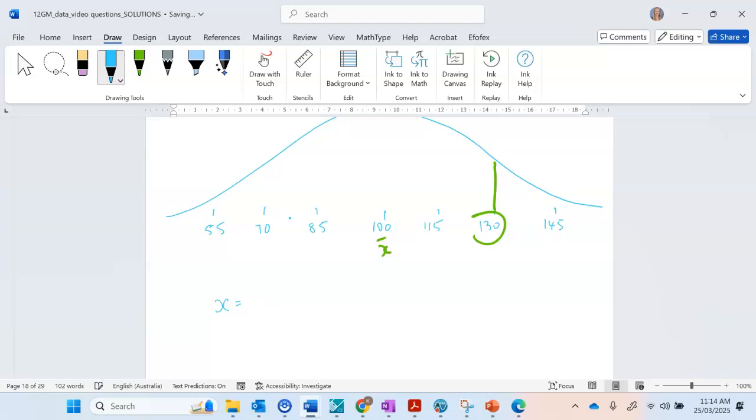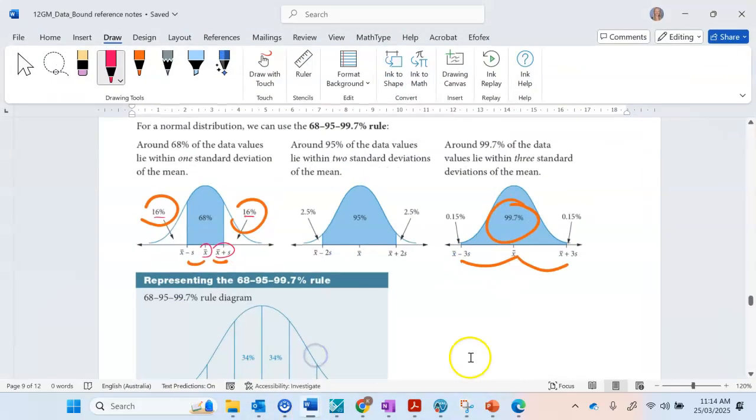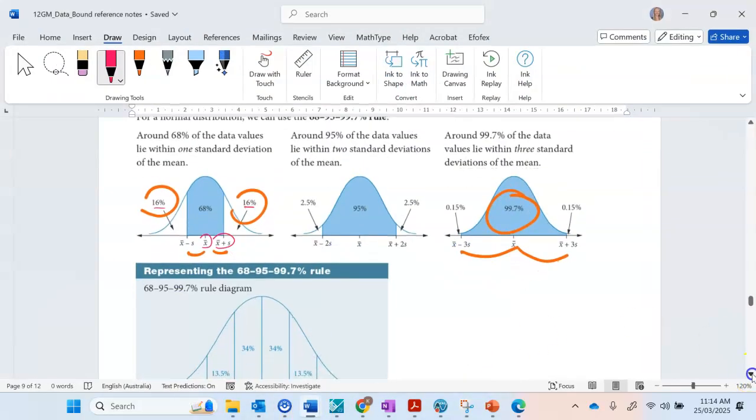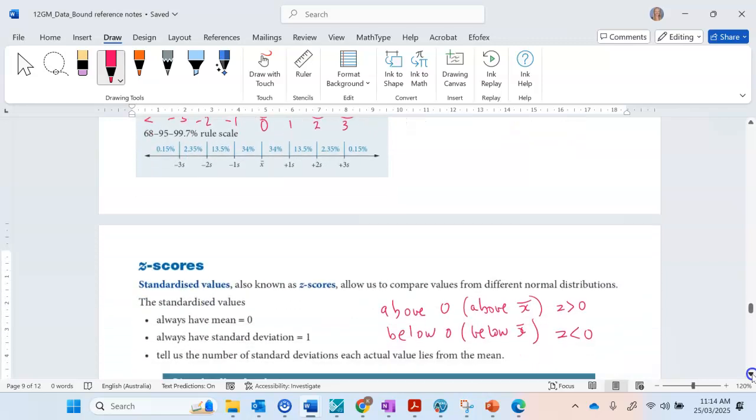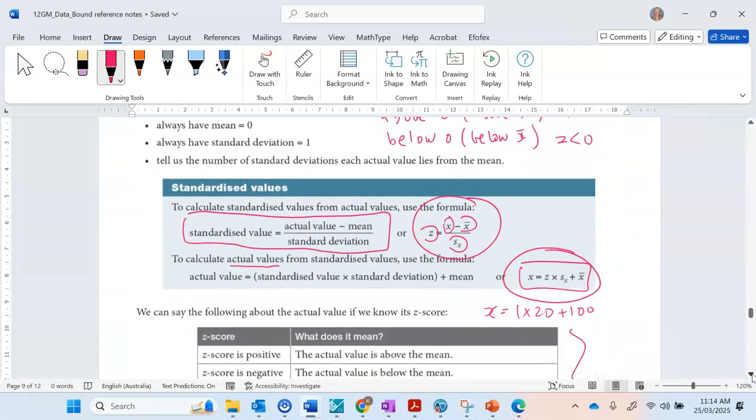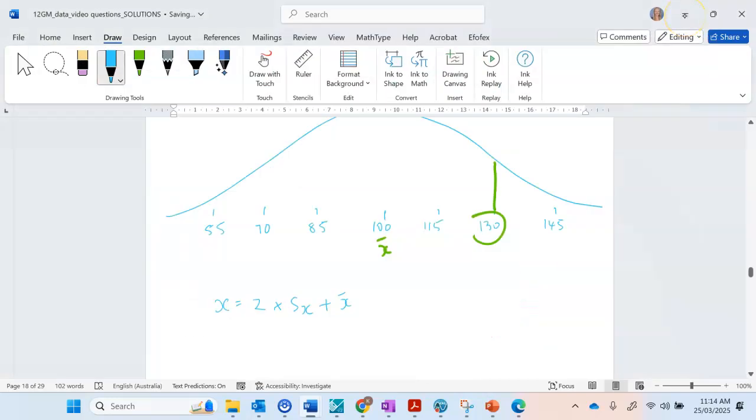Let me just get rid of that. Z times your standard deviation plus your mean. So this formula I showed you before, this one here: Z times the standard deviation plus your mean. It's the Z score formula, just rearranged.